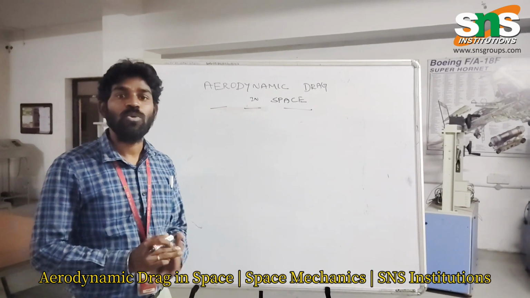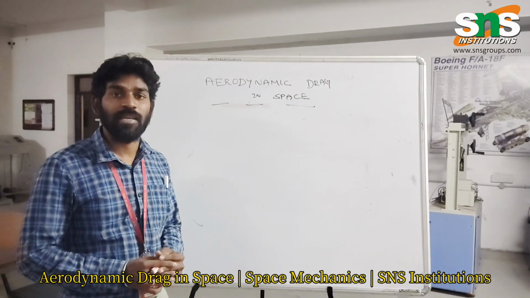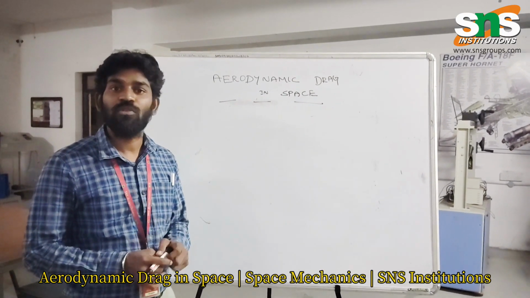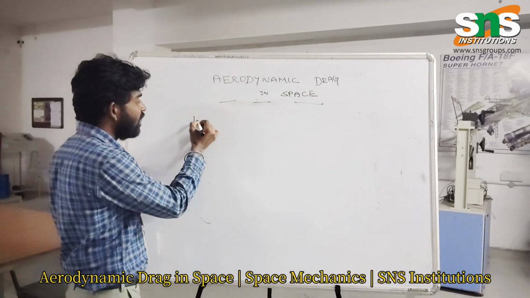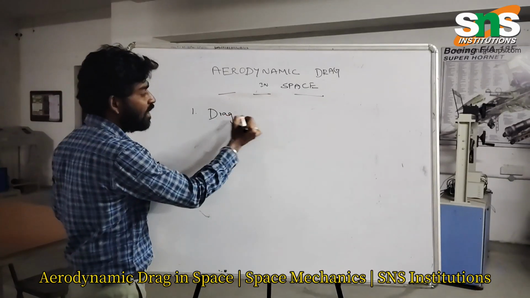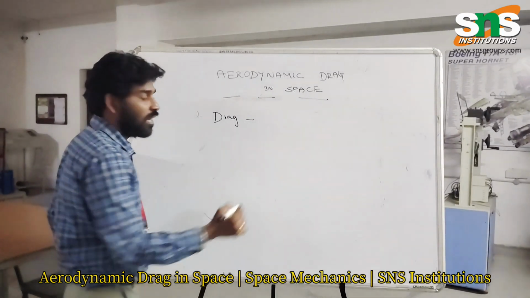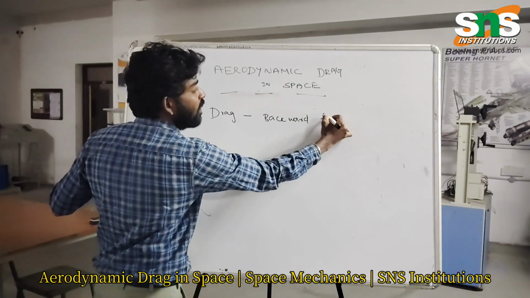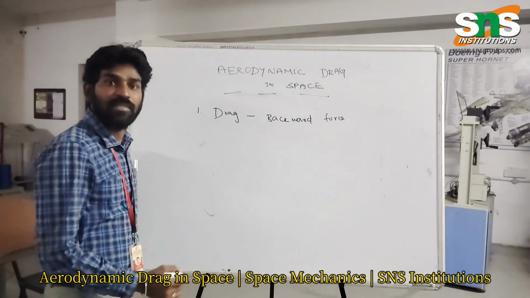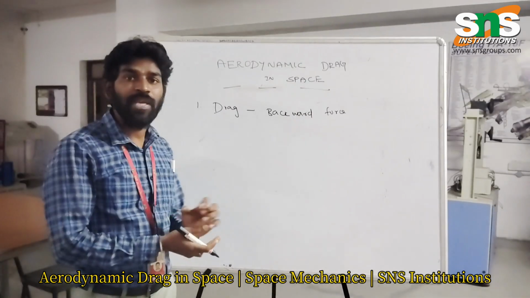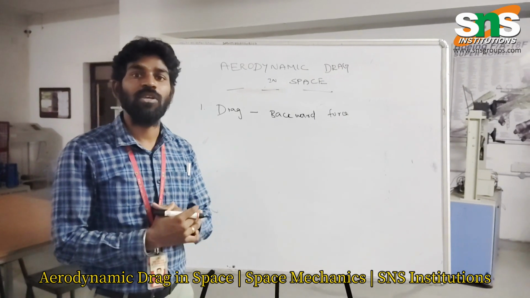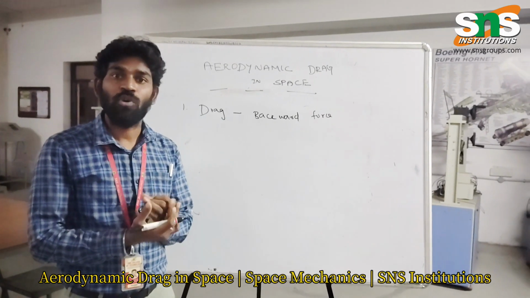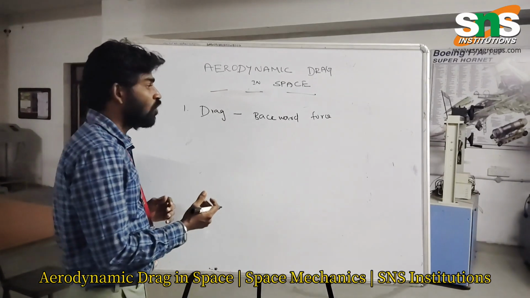Today we are going to discuss an important topic: aerodynamic drag in the space environment. Before we go into that, we know that drag is a backward force, and this backward force is opposed to the forward force, which is called thrust. Every object that moves through the atmosphere or some type of air will have four types of forces produced.